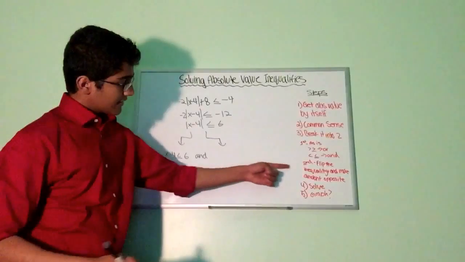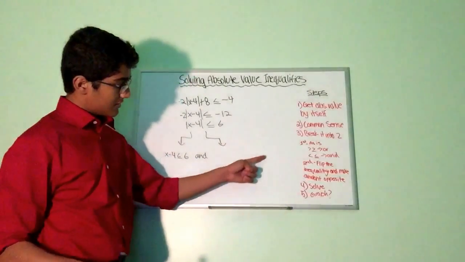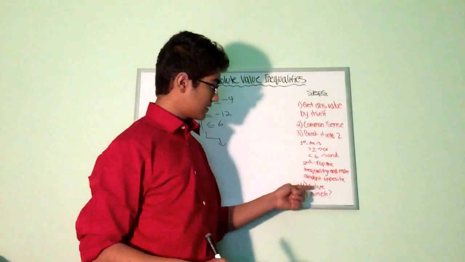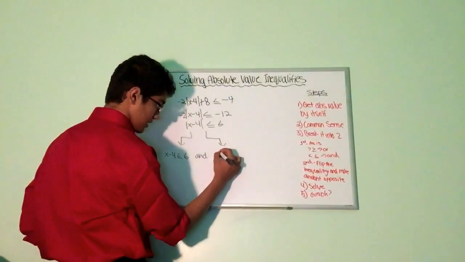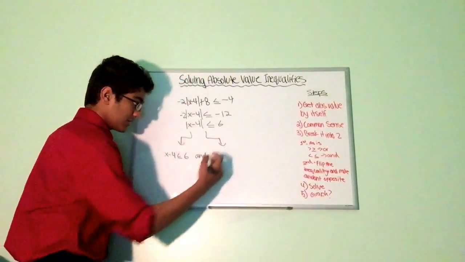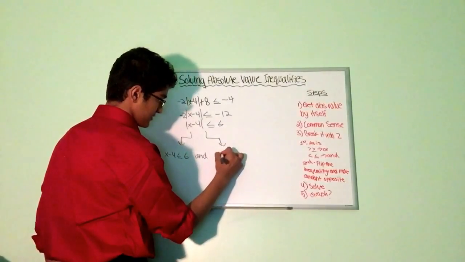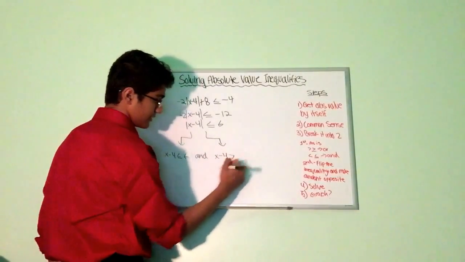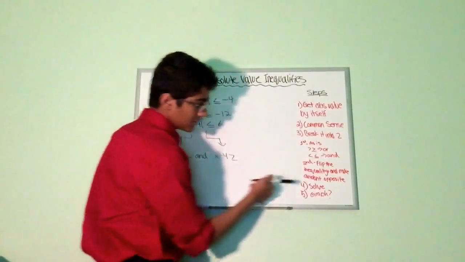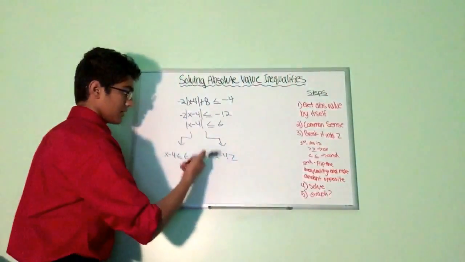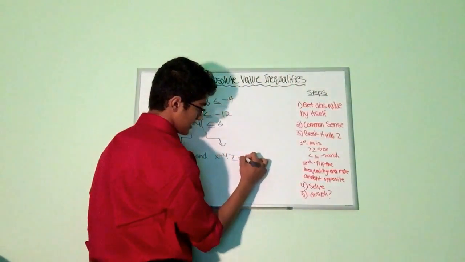And then the second inequality: you flip the inequality and make the constant opposite. So you flip the sign, make it a greater than sign. So it's x minus 4 greater than, and then you make the constant the opposite, so that would be negative 6.